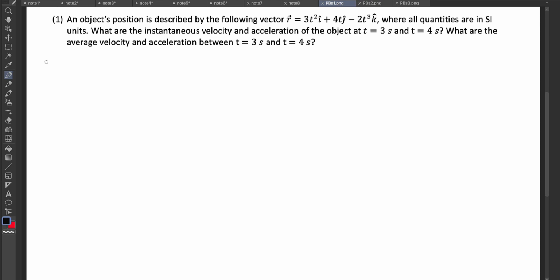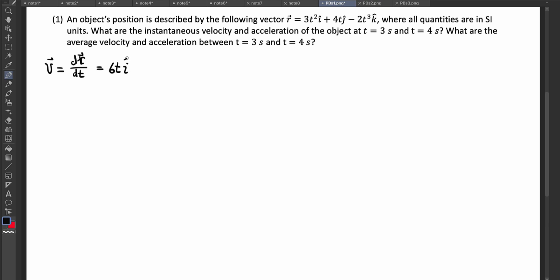The instantaneous velocity is given by the time derivative of the position vector, and when you take a derivative of a vector quantity, you take the derivative of each component independently. In our example here, we have 3t squared for the x component. So the derivative of that gives us 6t, because we bring down a factor 2 to multiply with 3.